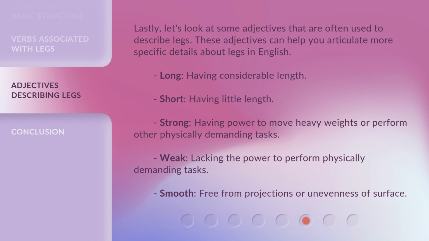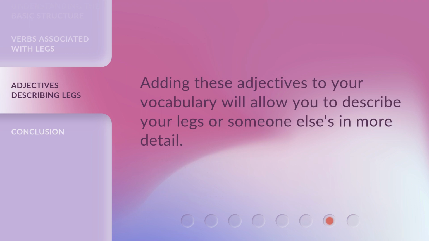Weak, lacking the power to perform physically demanding tasks. Smooth, free from projections or unevenness of surface. Adding these adjectives to your vocabulary will allow you to describe your legs or someone else's in more detail.